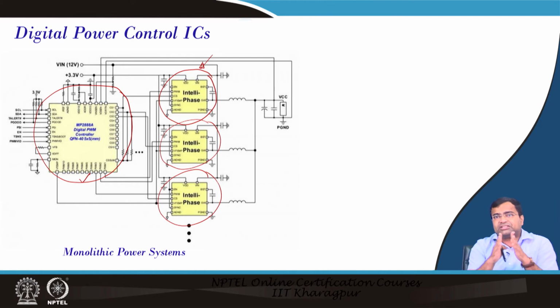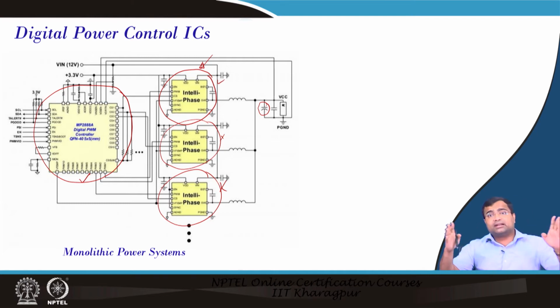Then you need to do phase shifting, so that the ripple of the output capacitor can be reduced, so that the capacitor size can be reduced. And the third, also you need to do dynamic phase shedding when the load current decreases. So, you need to maybe discard one of the phases, and you may need to consider only one phase if it is under light load.